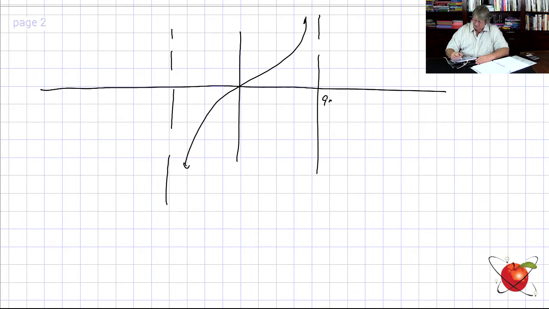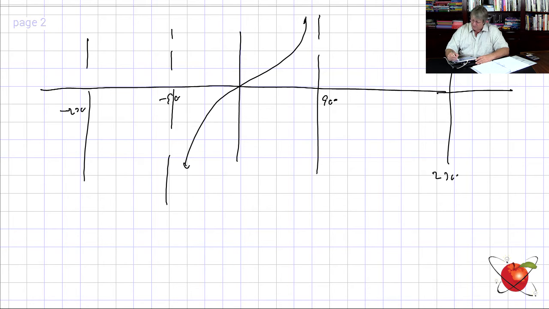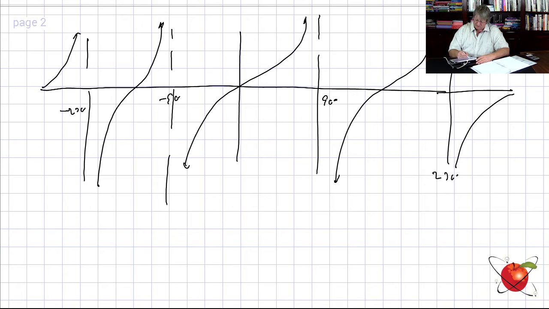Okay. At 90 degrees, minus 90 degrees, and then at 270 and at minus 270 degrees, right? We get the repeat of the graph. And over here, we get it coming up, and we get it coming up there. We get this graph repeating like that.